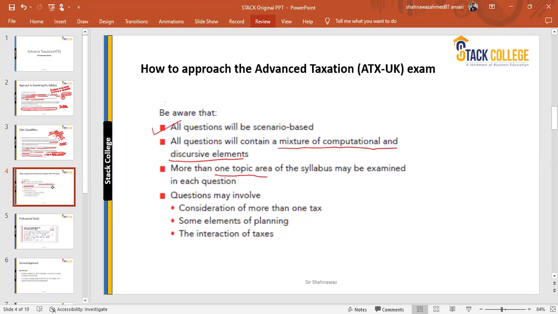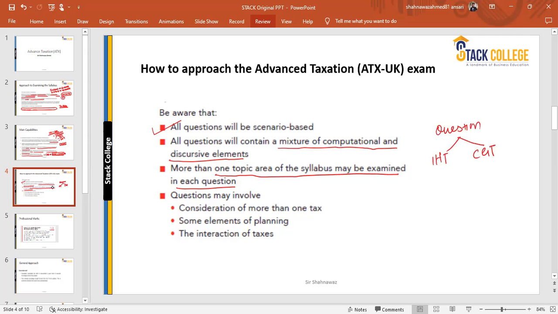More than one topic area of the syllabus may be examined in each question. It is not that one complete topic will be examined. Rather, for example, one question is related to two topics, such as some parts related to IHT and some parts related to CGT. So multiple topics will be assessed.